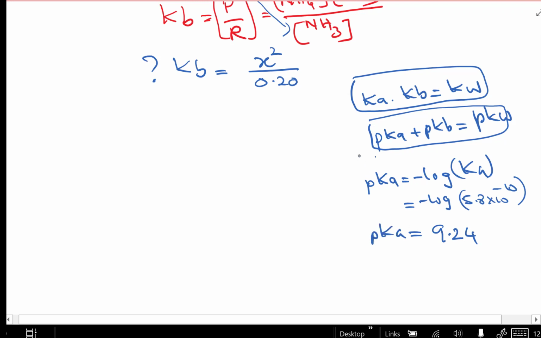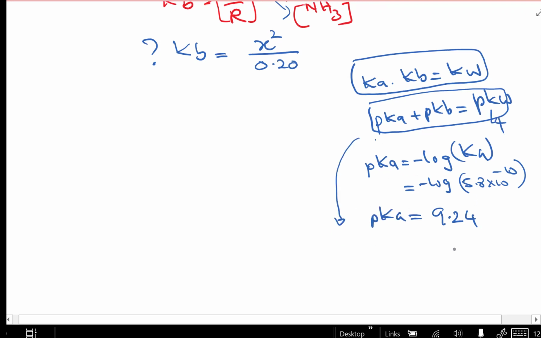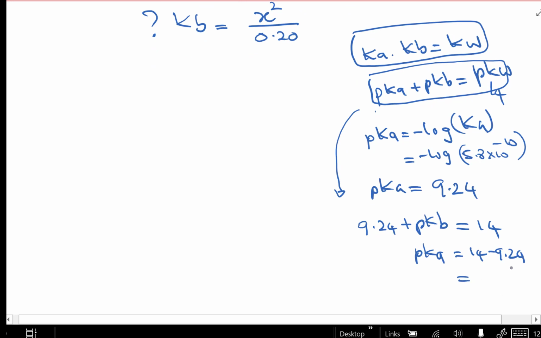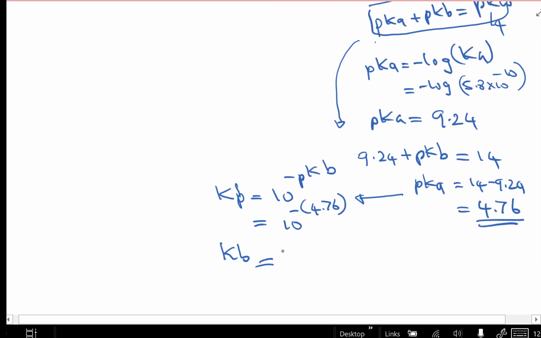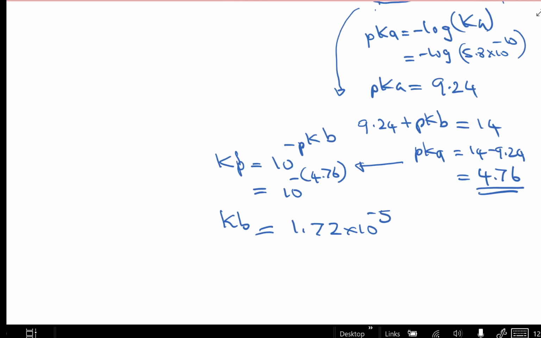Yes, 9.24 is the pKa. Now, we can plug into pKa plus pKb equals pKw. So that's the pKb, get the pKb out, 14 minus 9.24, right? That's the pKb. Now, pKb can be converted to Kb, right? This should be Kb, yeah. So 10 to the minus pKb. That is the Kb value, actually 10 to the power of minus 4.76. It should be within the brackets. Yes, 1.72 times 10 to the minus 5.